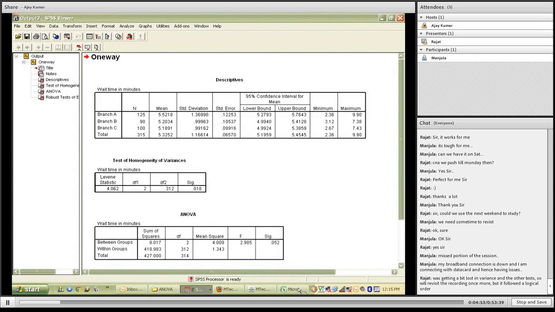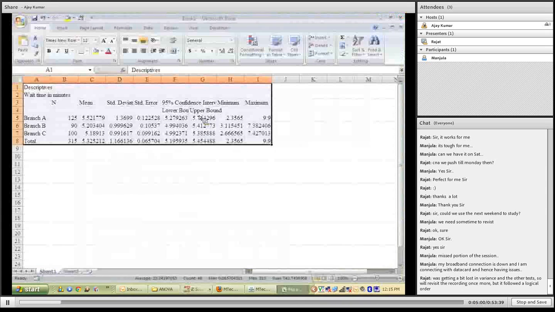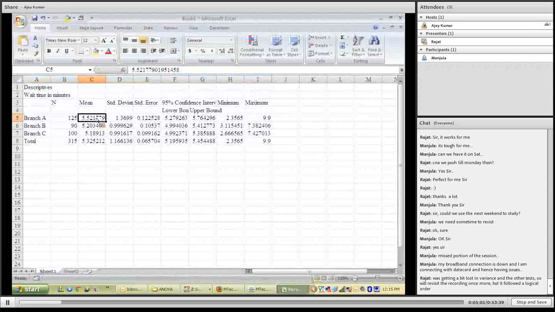So one is 5.5. Let's take this figure into Excel, and I paste it. So this is your mean value and this is your standard deviation. If I can make it like this, equal to this mean minus standard deviation.